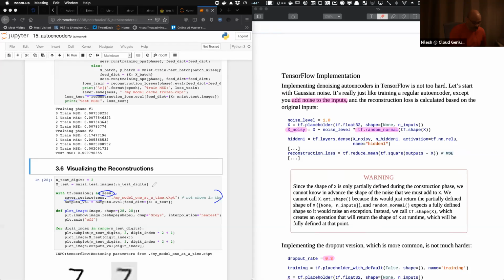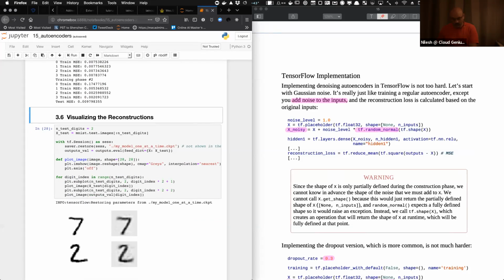First of all, begin a session of TensorFlow. You restore your learning that you have, my model one at a time CKPT. This is the capture. And you're reusing. It says not shown in the book, which is why I missed it. And then we are able to re-visualize the same reconstruction, but reusing the underlying training. That's what you're seeing: plotting images, digit index, example images 7 and 2, printing out, clearing this, and running the visualization reconstructions like this and like that.